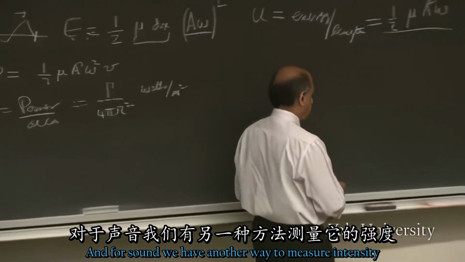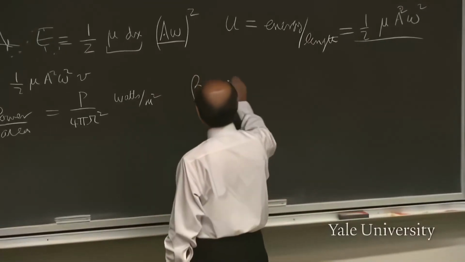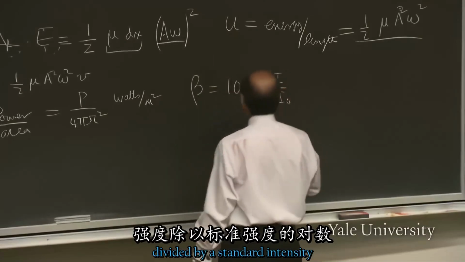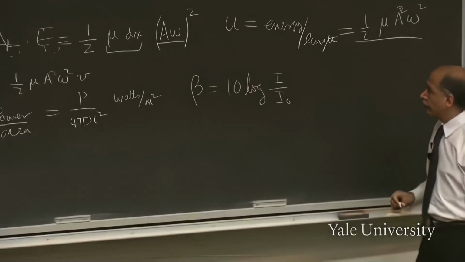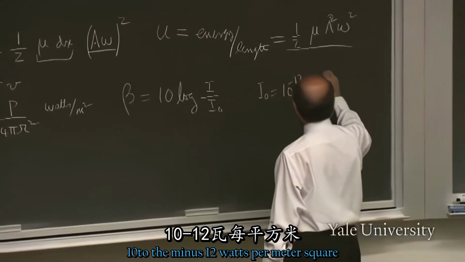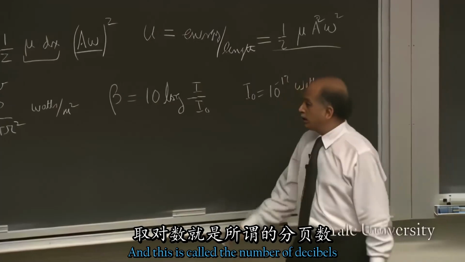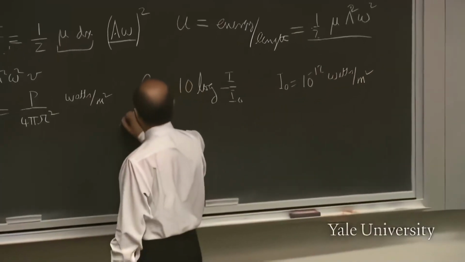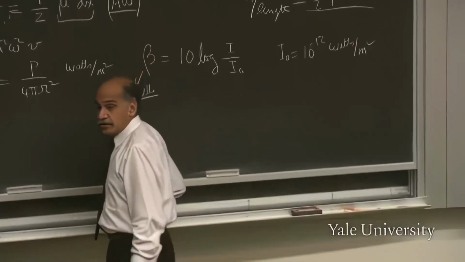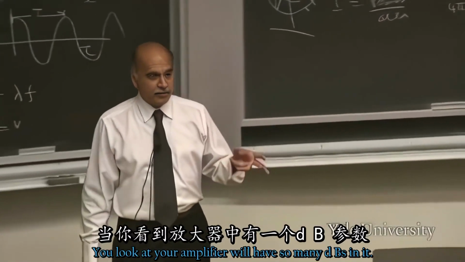And for sound, we have another way to measure intensity. We define something called beta, which is 10 times the logarithm of the intensity divided by a standard intensity. The standard intensity has a value 10 to the minus 12 watts per meter square. And this is called the number of decibels. So you measure the loudness of a sound in decibels. You must have heard that everywhere. You look at even your amplifier, it'll have so many dBs in it.